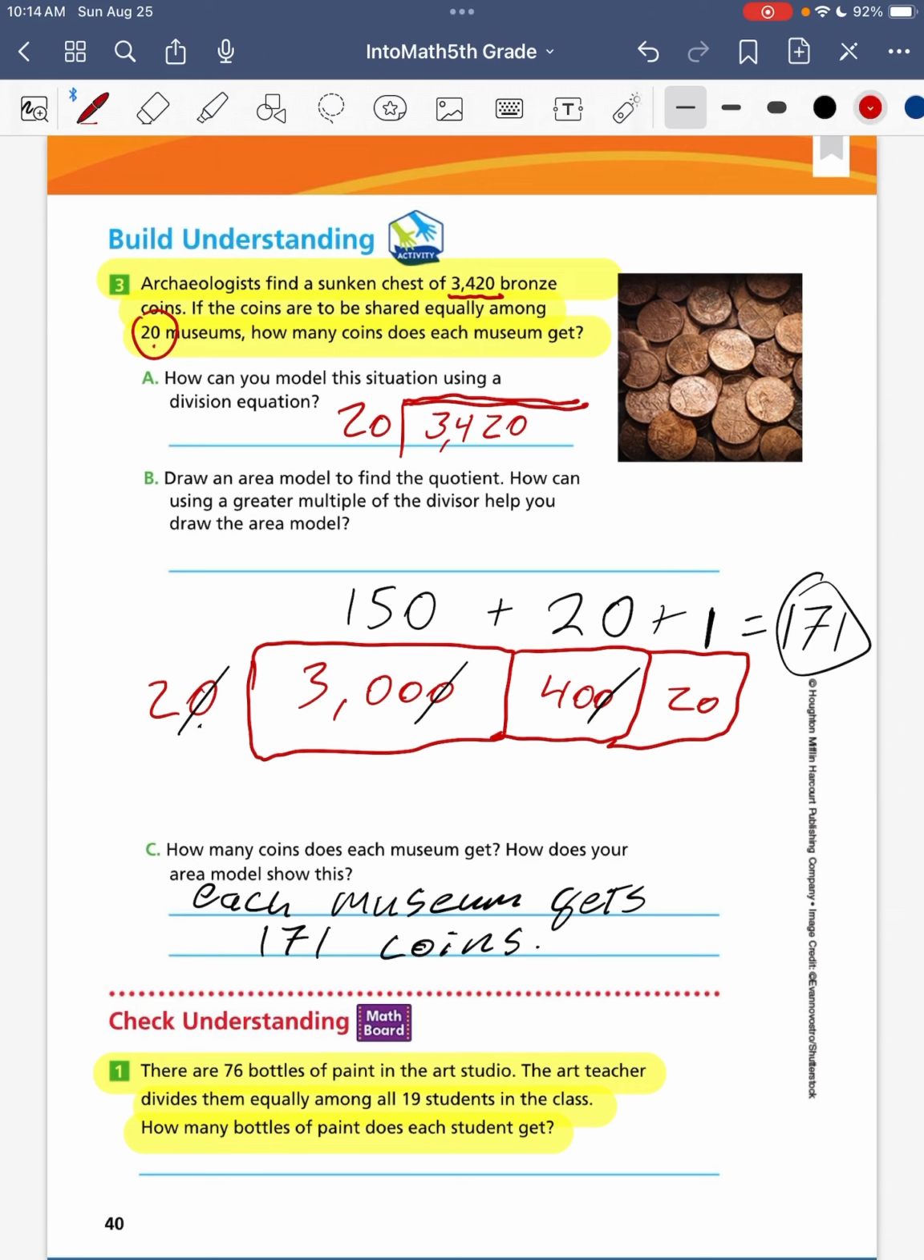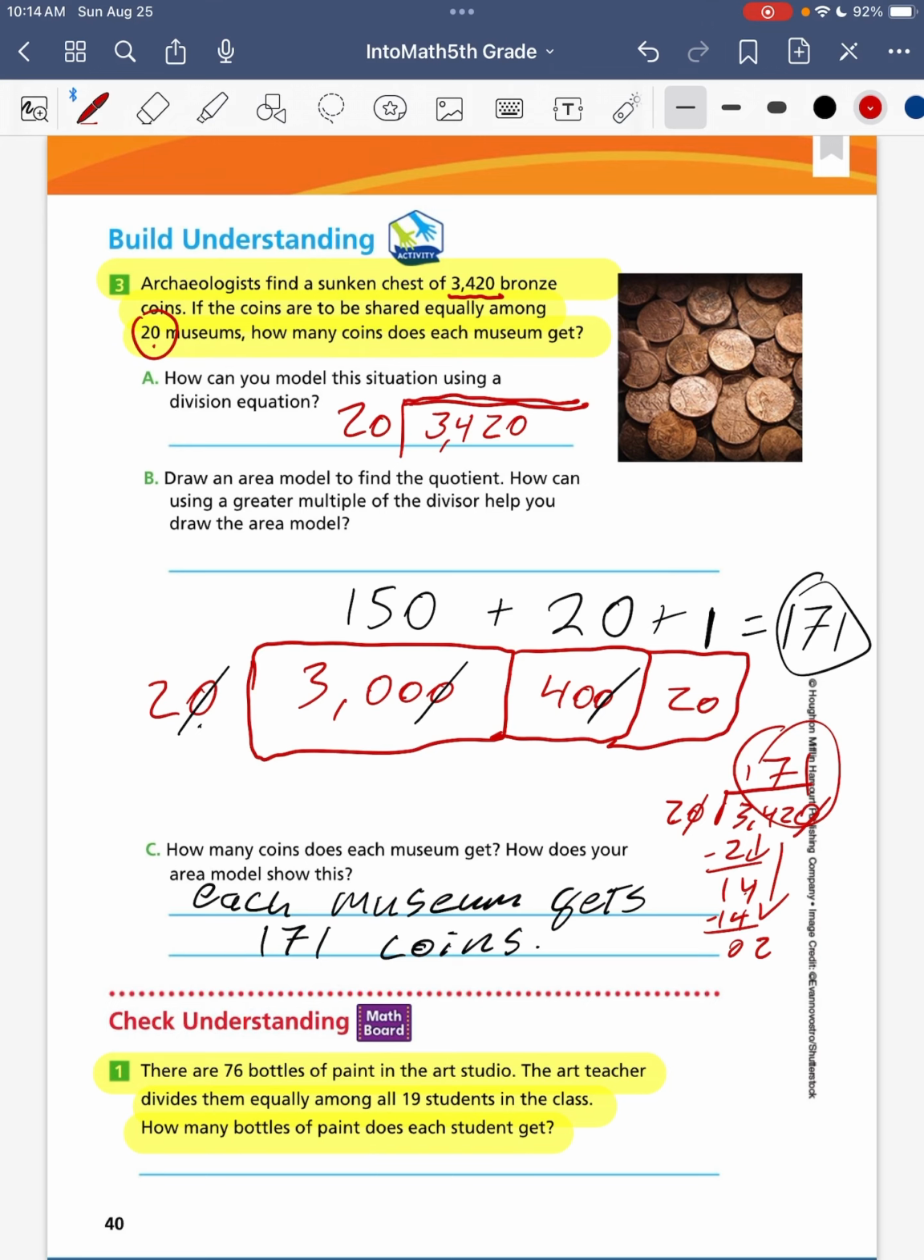As proof of concept, if I were to divide this using our division equation, if I take off the last zero, 2 can go into 3 1 time, minus 2, carry down the 4. 2 can go into 14 7 times, minus 14, carry down the 2, and 2 can go into 2 1 time. Regardless of how I do it, whether I'm using an area model or standard division, I get that each museum gets 171 coins.